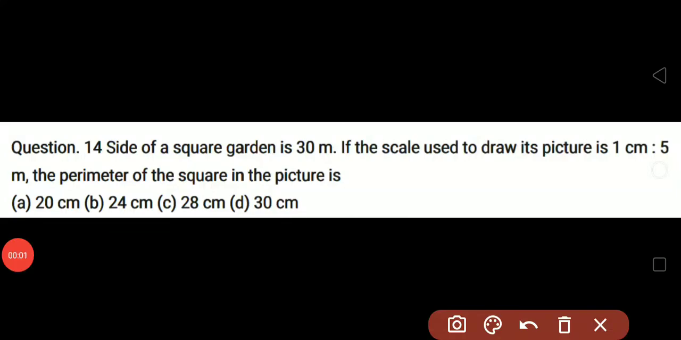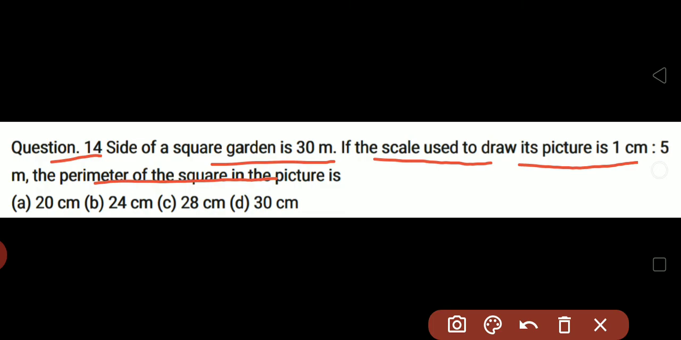So let us start the second part of the video. Question number 14 we were doing. The side of the square garden is 30 meter and the scale used to draw its picture is 1 centimeter for 5 meter. What is the perimeter of the square? You can find the perimeter at first in actual.